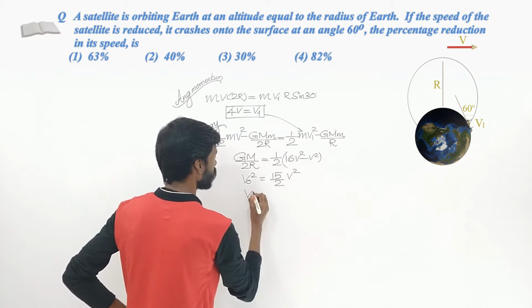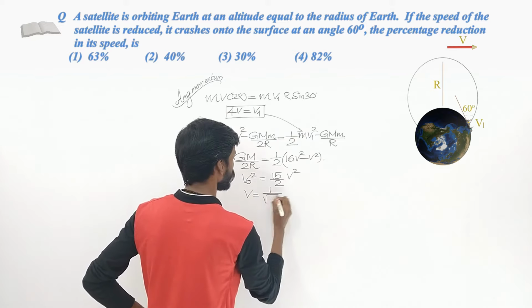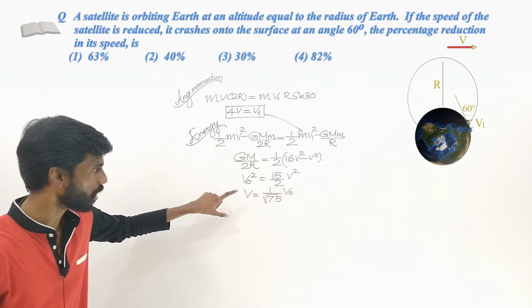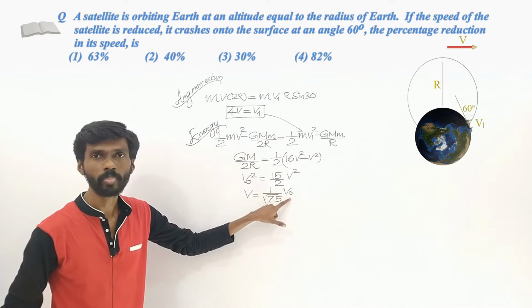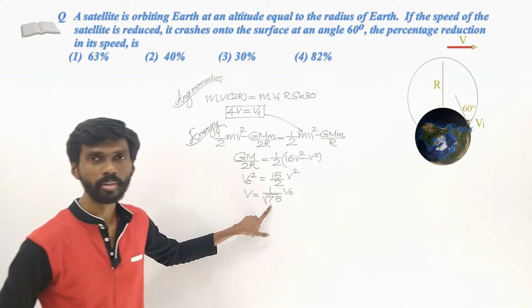So this gives you the relation: v is equal to 1 divided by root 7.5 times the orbital speed. Now we got the relation between the reduced speed and the actual orbital speed. But now we need to find the percentage reduction. So we need to find the exact value of this.